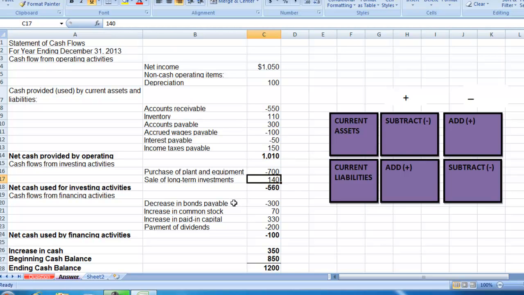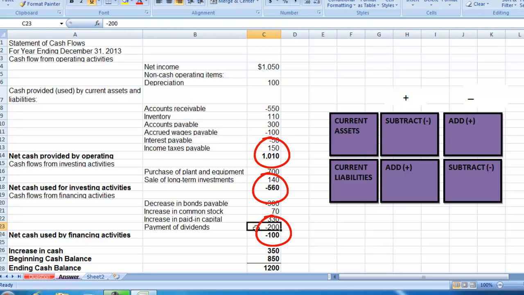Let's finish up with the financing activity section. We have a decrease in bonds payable, so cash decreased because we are paying off the bond. We increased cash under capital stock by $70. Paid in capital increased by $330, and we paid $200 in dividends, which lowers our cash position.